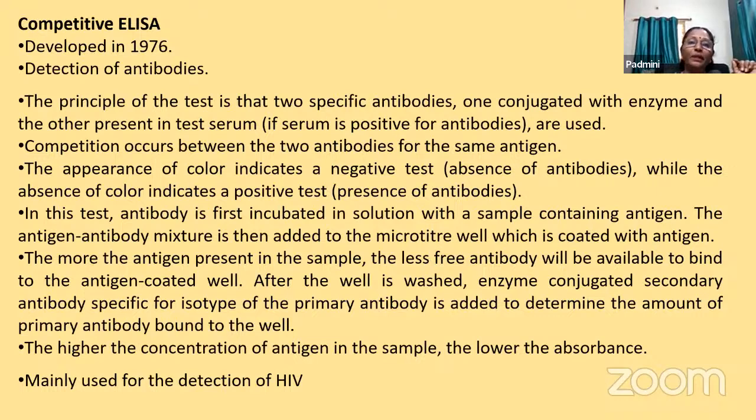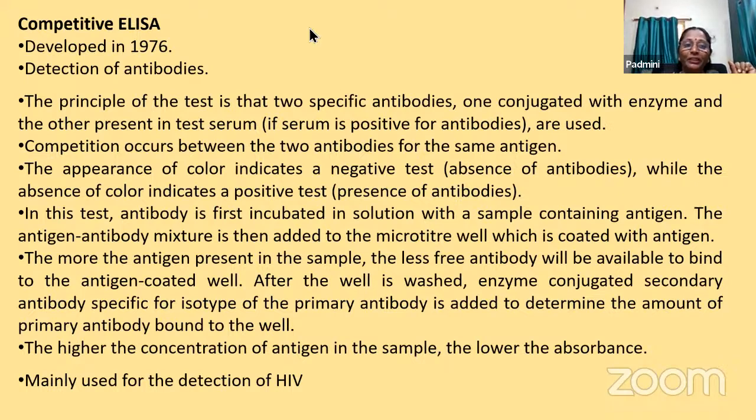Now coming to the competitive ELISA technique. As I told you, the competitive ELISA technique was done in 1976. This is the oldest among the sandwich and the indirect ELISA techniques. This is done for detection of antibodies. What is the competition here? The principle of this test is that two specific antibodies, one conjugated with the enzyme and the other present in the test serum itself, are used for this technique.